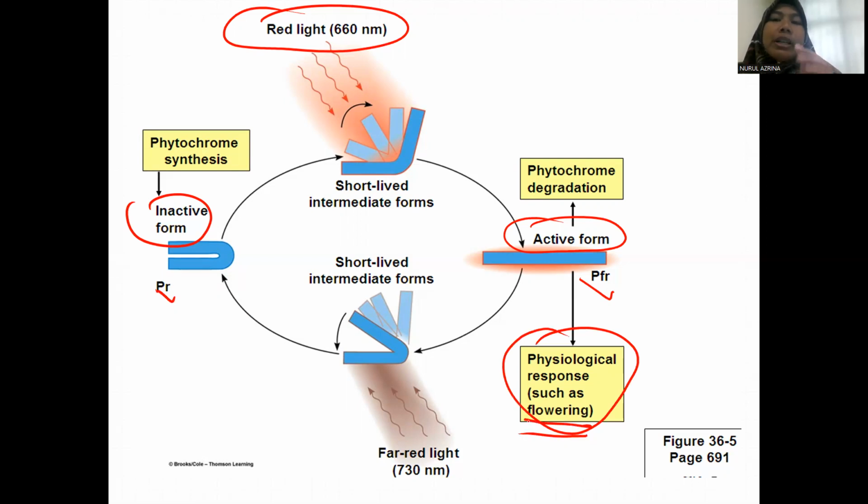Next, the PFR is also degraded, as it absorbs far red light. Far red light has a longer wavelength compared to red light, around 730 nanometer. The PFR will be degraded and then converted into PR. So that's how it is.